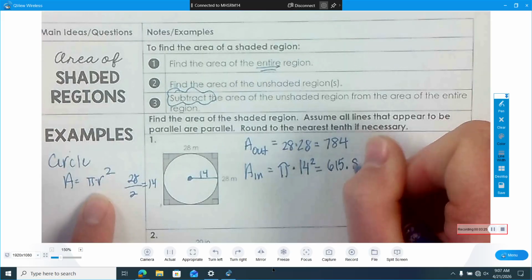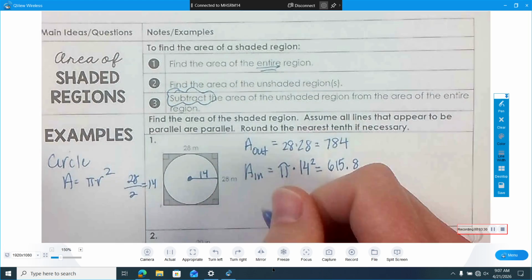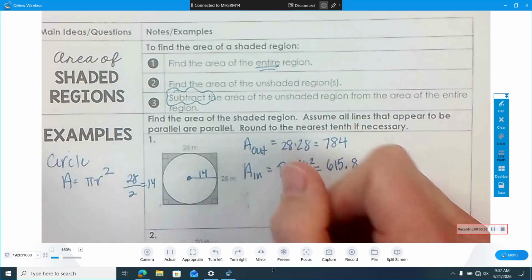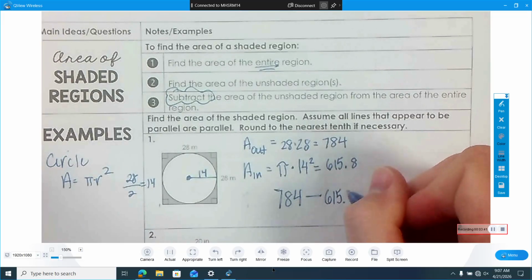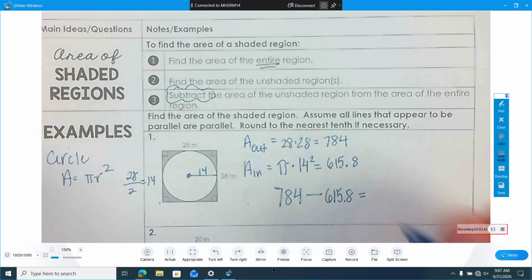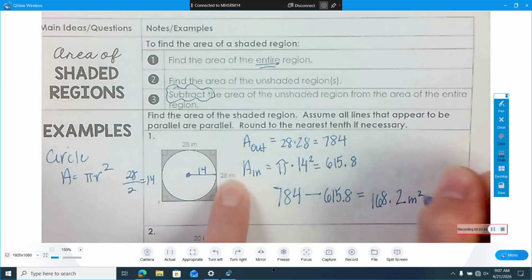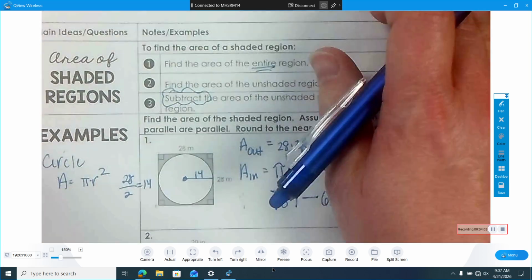Good, 615.8. And now what we're going to do is subtract from the area of the outside piece. So we have our outer piece, 784 minus the 615.8. So we subtract the two, 168.2, and this is meters squared. That's still a lot of grass to mow. Okay, so all we're doing is subtracting the two areas today.